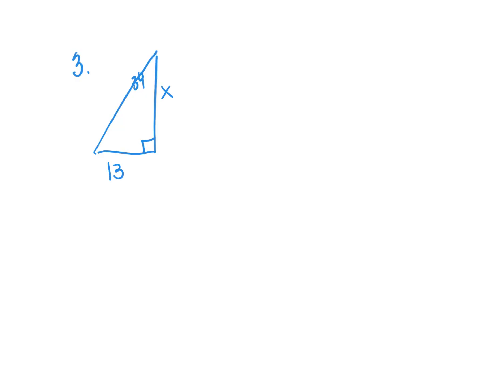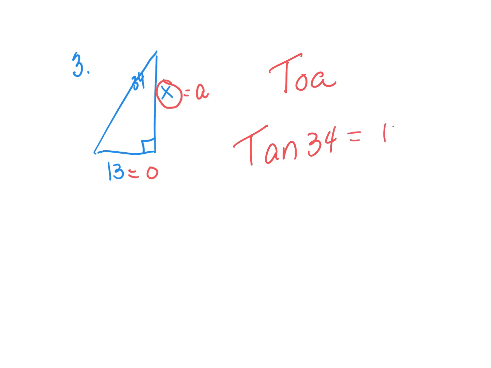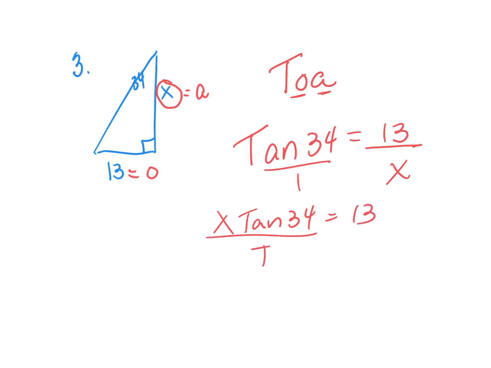So the x is what? Adjacent. And the 13? Opposite. So this is TOA, tangent of the angle equals opposite over adjacent. Do you understand why the order is that way? Because the O is first and the A is second. And then you'll have x tangent of 34 equals 13. And divide by tangent of 34. And you get 13 divided by tangent of 34.